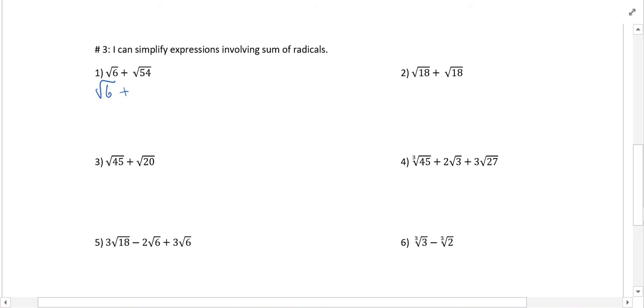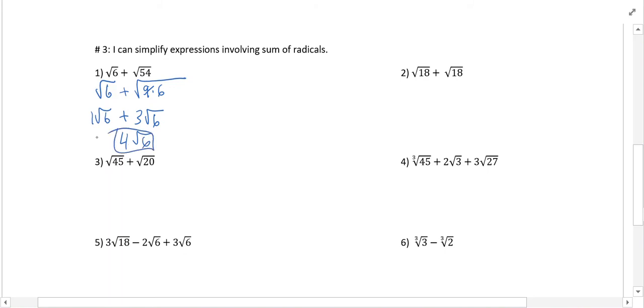But the square root of 54 can be simplified. The perfect square factor is 9 times 6. So when I simplify this, I'm just going to bring rad 6 down, and then the square root of 9 is going to give me 3. I can't do anything with rad 6. But now these two are like terms. They're like radicals. They both have rad 6. Remember, there's a 1 in front of the radical 6. So 1 rad 6 plus 3 rad 6 is going to give me 4 rad 6. So this is your simplified answer.